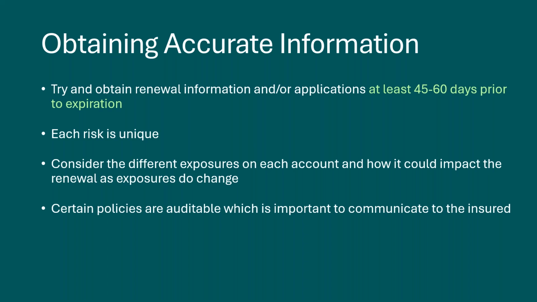And certain policies are auditable, which is important to communicate to the insured. Informing the insured that their policy may be auditable is important. This is another reason why obtaining accurate renewal information is key, as it helps avoid large premium audits being due.